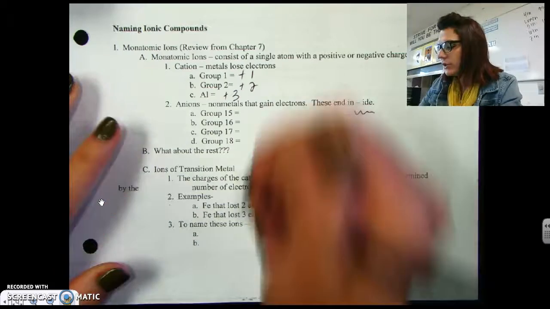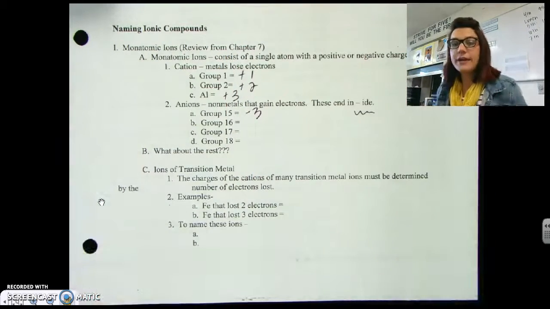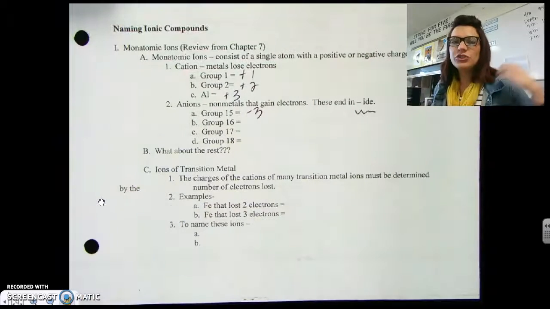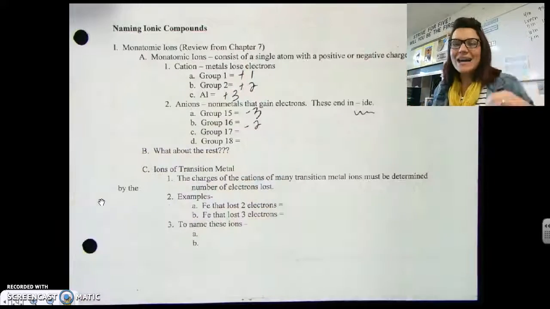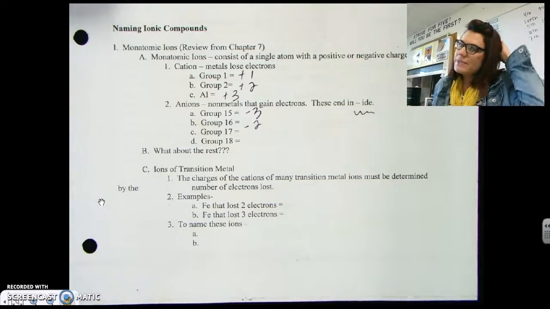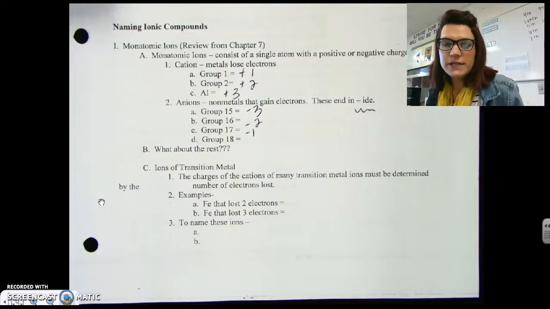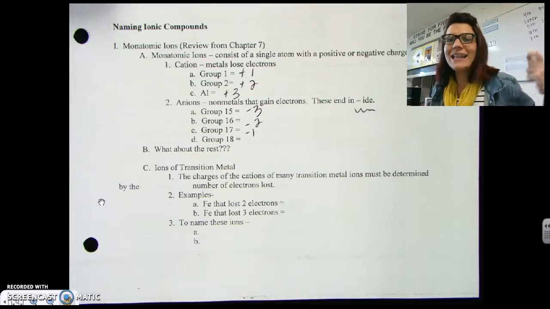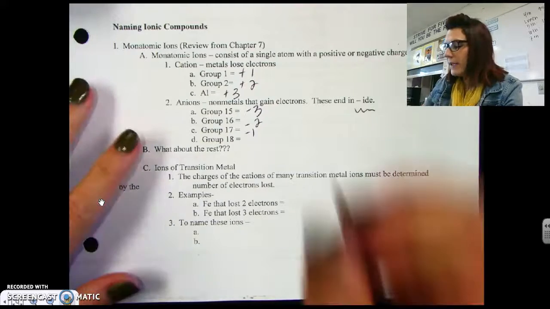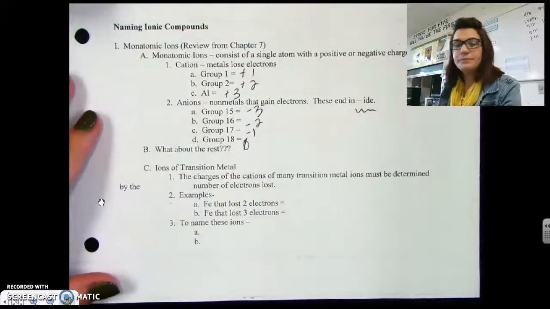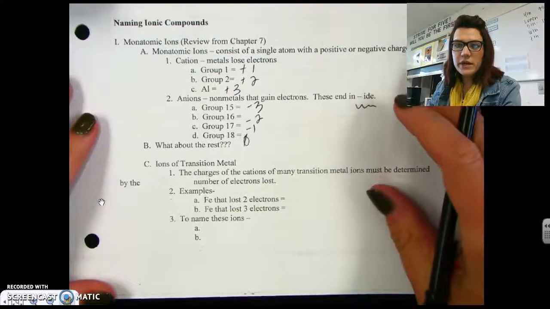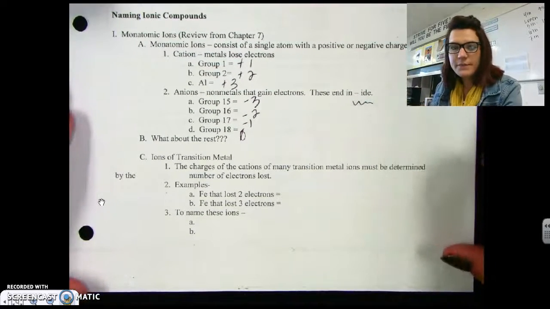Group 15, where nitrogen is -3, is nitride. Group 16, -2, oxide. Group 17, the halogens, -1, so this would be like fluoride or chloride. This is one of the reasons why sometimes you hear halogens also referred to as halides. And then group 18 has no charge, therefore they don't mix with anything, so they won't be in anything that we name.